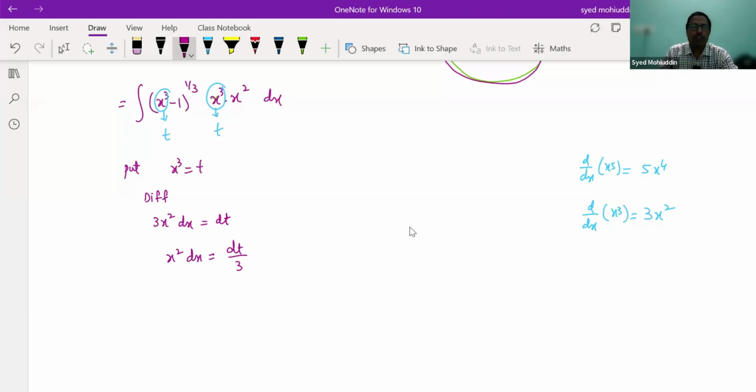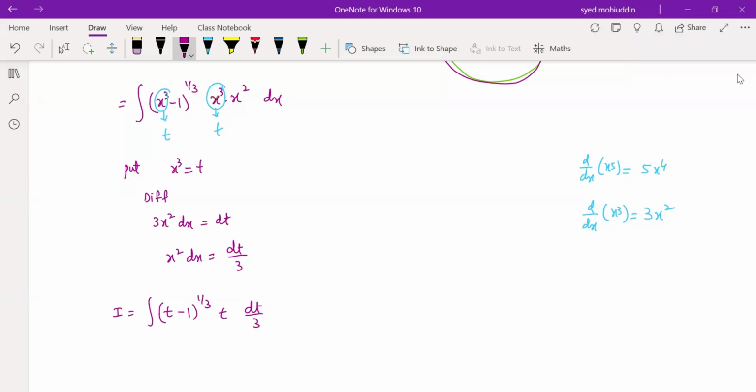If you plug it in, I is equal to the integral of t minus 1 to the power of 1 by 3, since x cubed is t. Then x cubed is t, into x squared dx, and x squared dx is dt by 3. Is this clear? Till here, it is one part of the problem, one technique that we have used. Any questions, any doubts in this part? Is it clear? Now we'll move on to the next part.